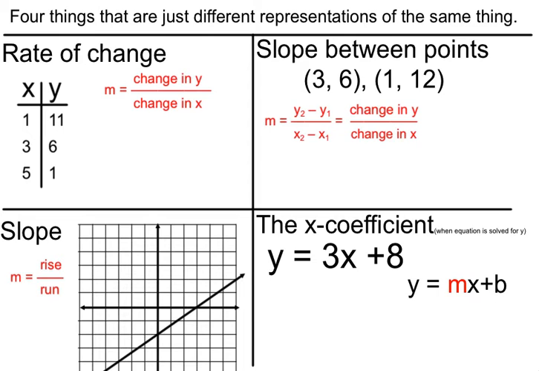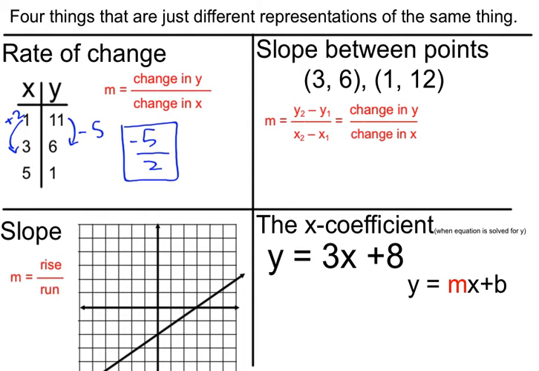First, remember that from a table, you calculate rate of change. You first need to calculate the changes. The y's are going down by 5 and the x's are going up by 2, giving us a slope of -5/2. So from a table, you find change in y and you find change in x, and then you divide them.